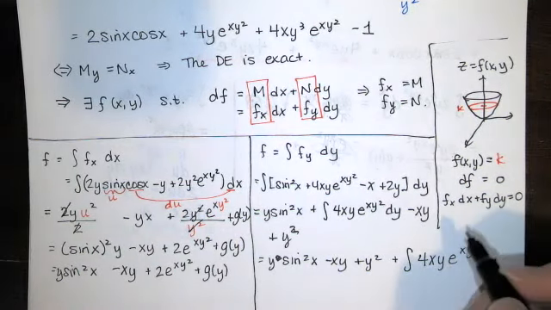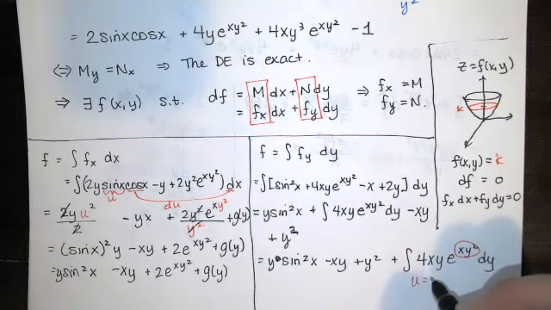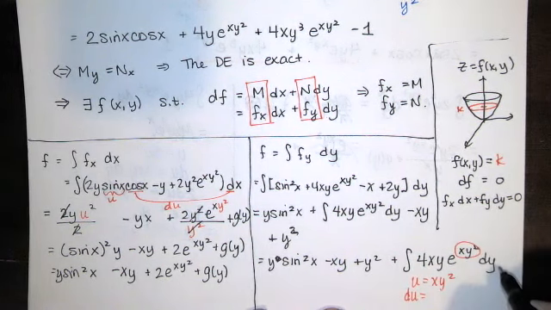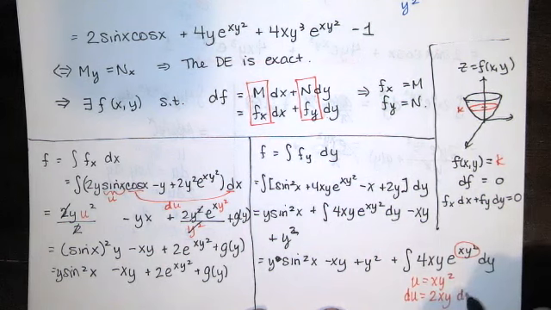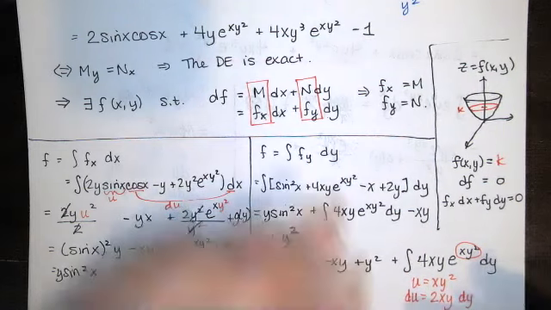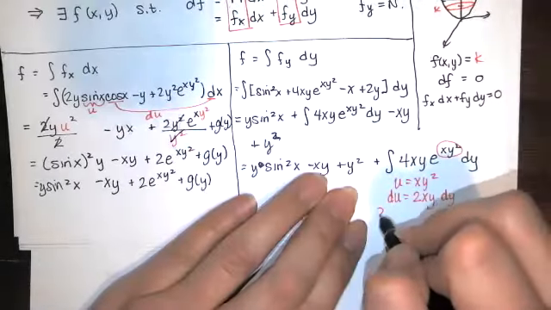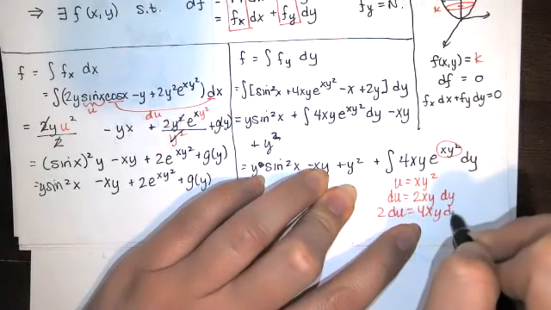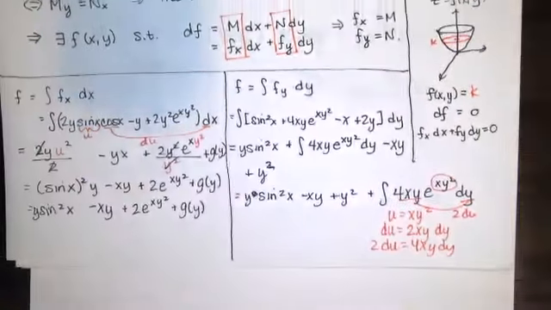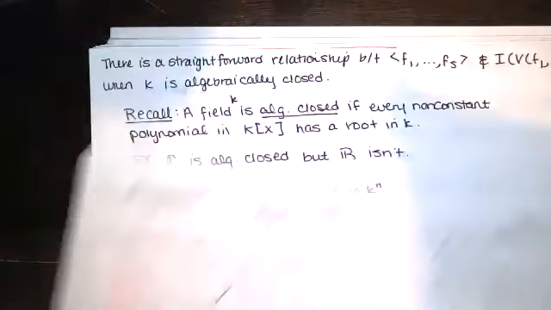Okay, now over here, if we let u be the exponent, then du, if we're taking the derivative with respect to y, is 2 times xy times dy. Now that's going to work because I can write this expression as a constant times 2xy dy. I want to make this a 4, so I'll multiply both sides by 2. And we'll have 2 du equals 4xy dy. So this is 2 du, and this is multiplying e to the u right there. So we get this.